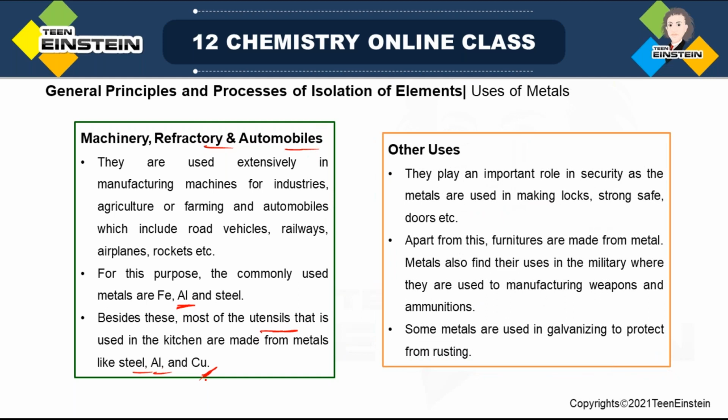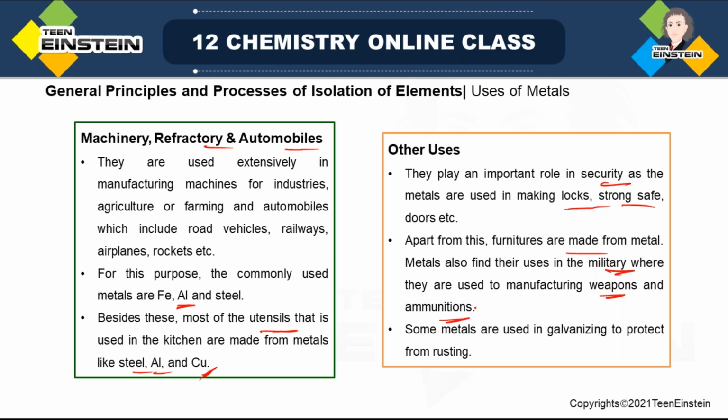Now some other applications, that is miscellaneous applications. They play an important role in security for making locks, doors, etc. And apart from this, sometimes furniture is also made from metal. For example, from wrought iron, beds, furniture, tables are all made. They are used in the military for manufacturing weapons and ammunition.